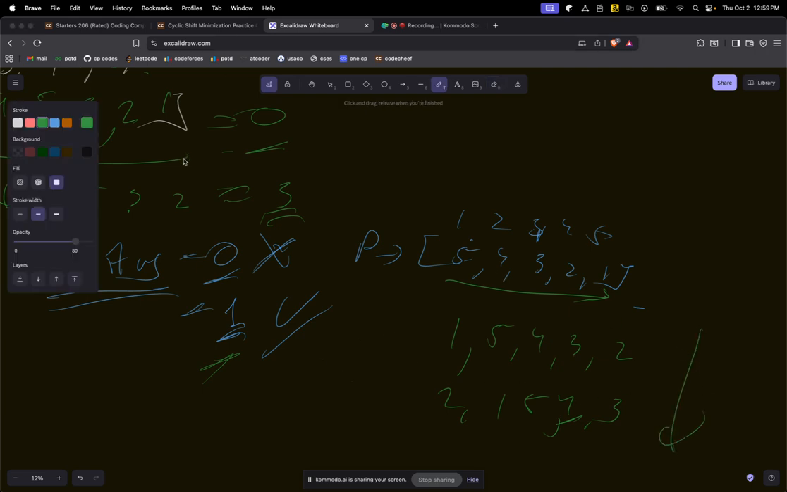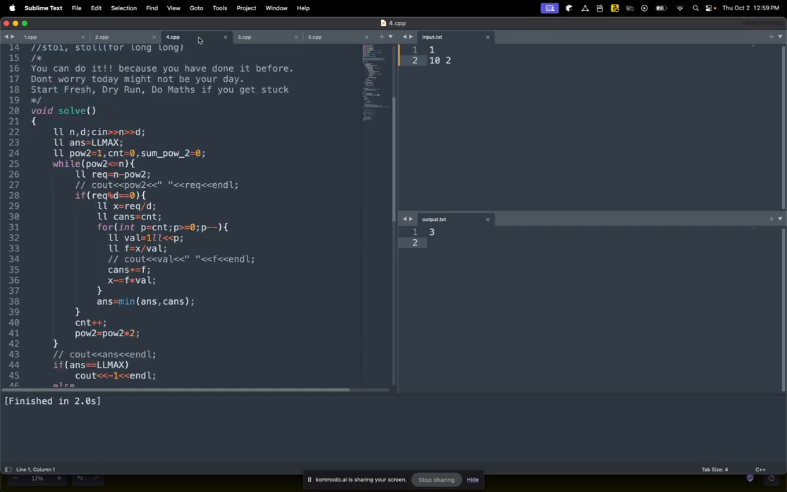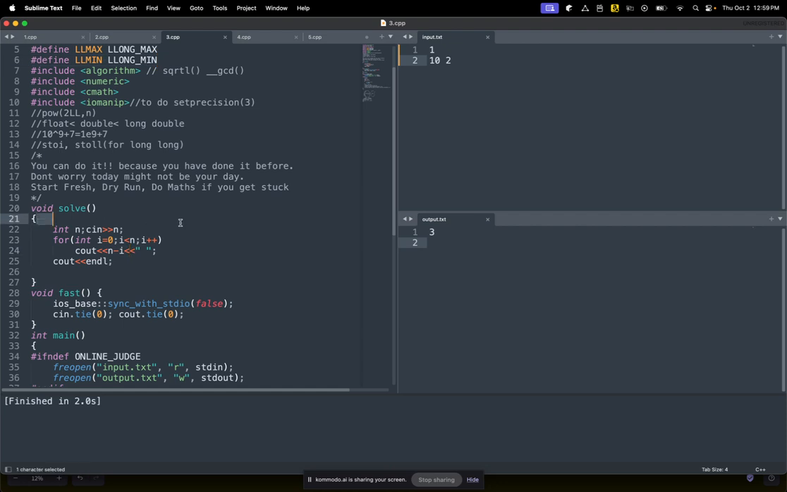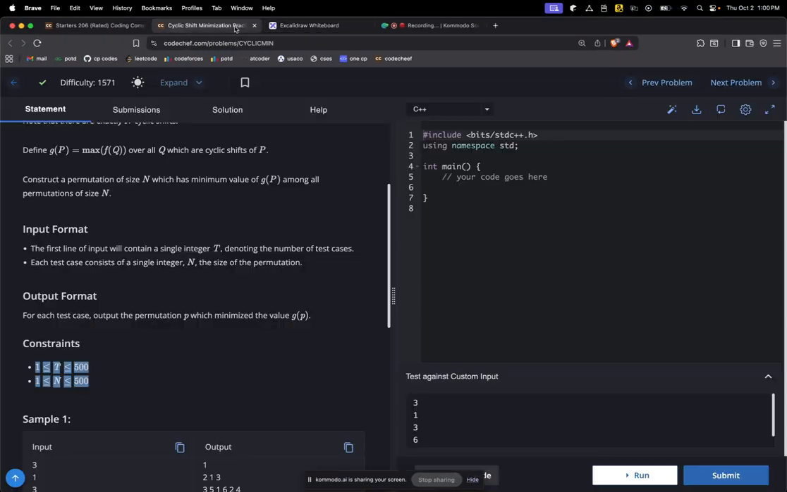We'll jump to the code here. It's a pretty simple code. All you need to do is just take the input n, and for each integer i just output n minus i, so that you are getting the reverse of the array. Okay.